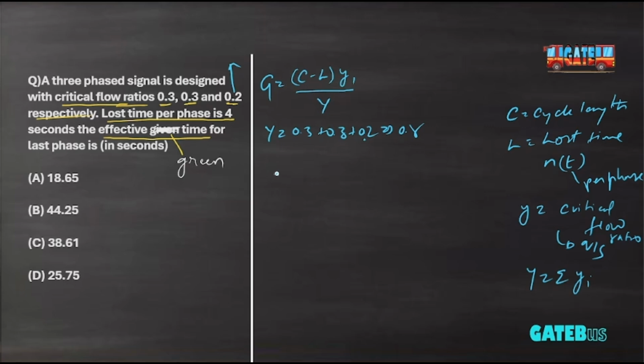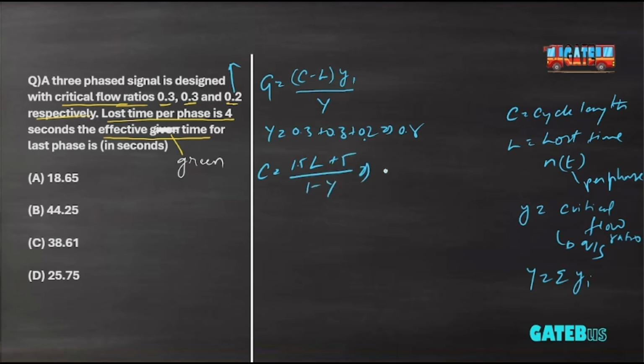Now, in this question we don't know the value of C. So first we have to find C. So C is equal to 1.5 L plus 5 by 1 minus 5.